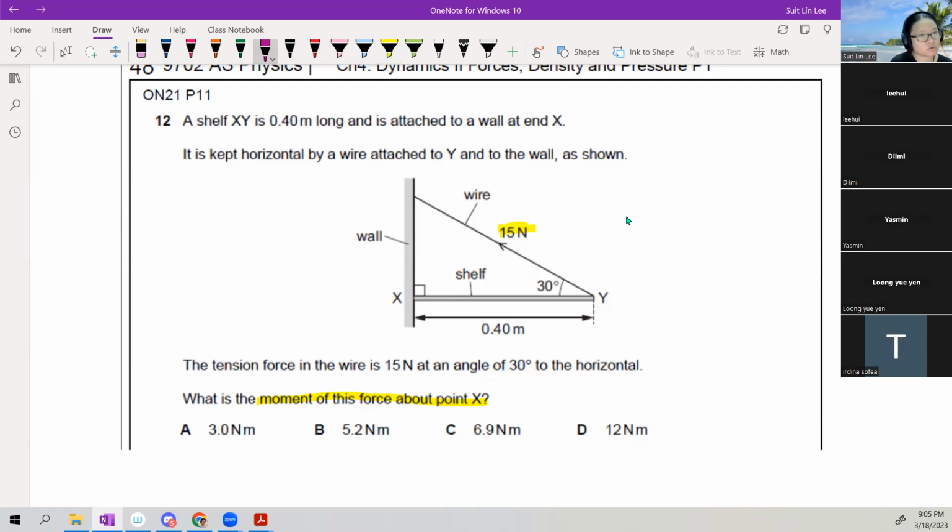This shelf is attached to a wall at X, kept horizontal to the wall as shown. Tension is 15, 30 degrees to the horizontal. So maybe somewhere in the middle, the midpoint, there will be weight, W of the rod.